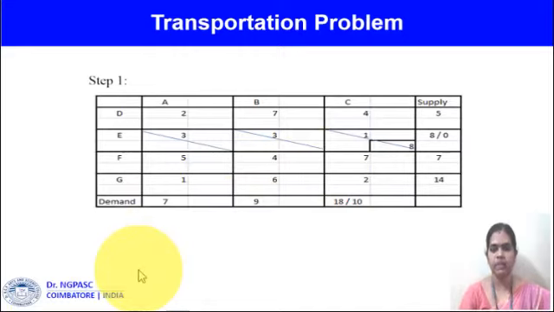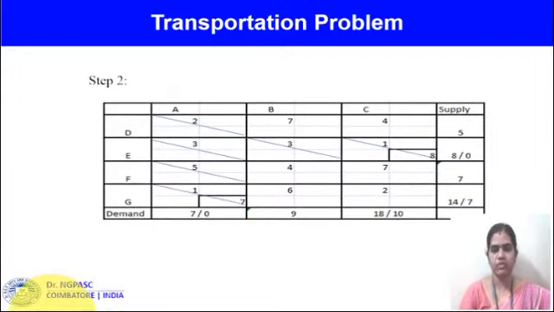So I am going to allocate a value there. What value can we allocate? The minimum of supply and demand. The minimum of 8 and 18 is 8. So I am allocating the value 8 in the place of 1. I need to subtract the allocated value from supply and demand, so that supply becomes 0 and demand becomes 10.